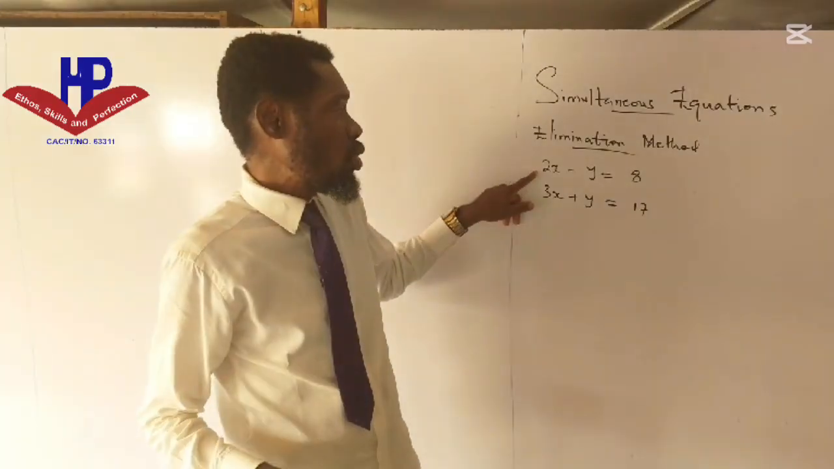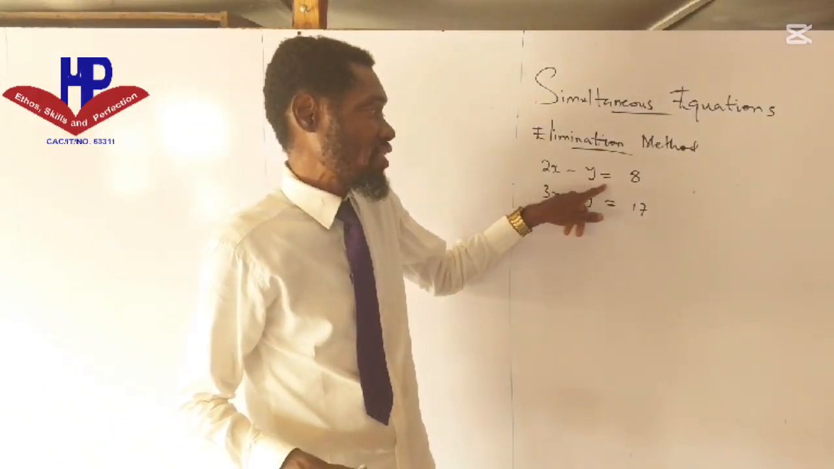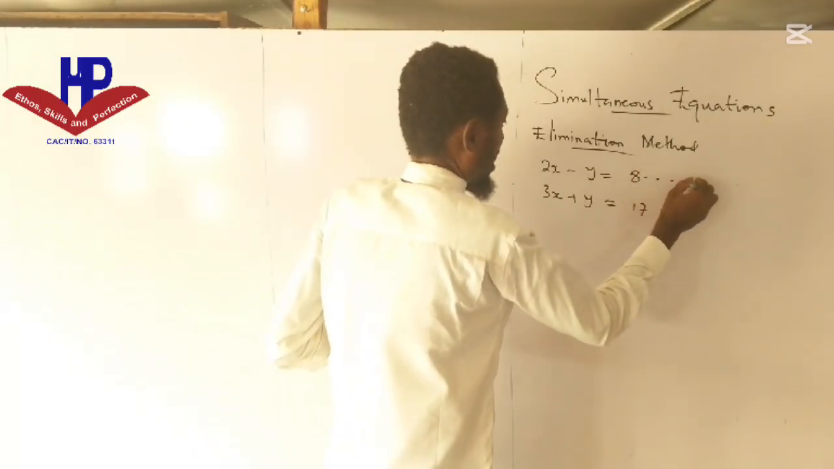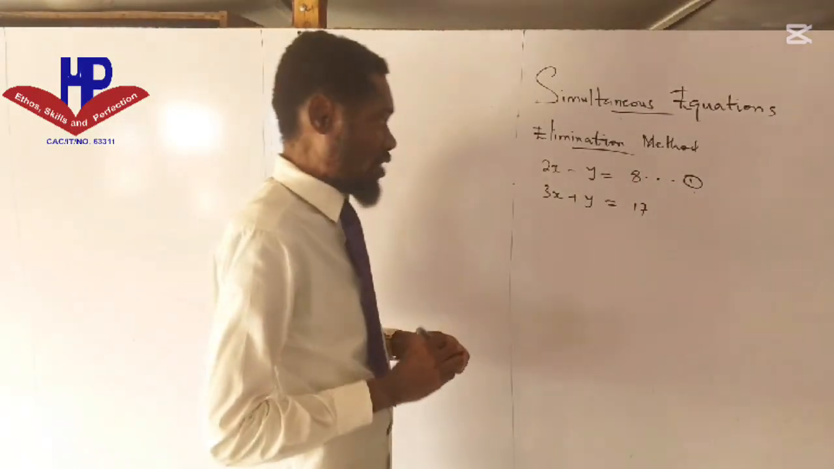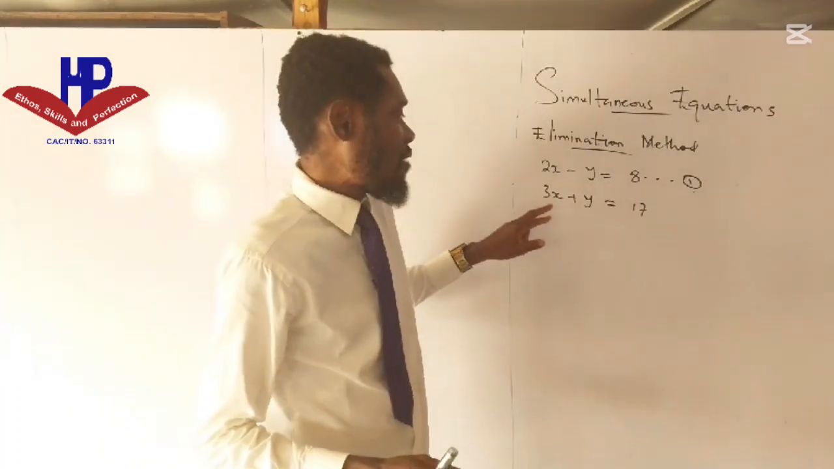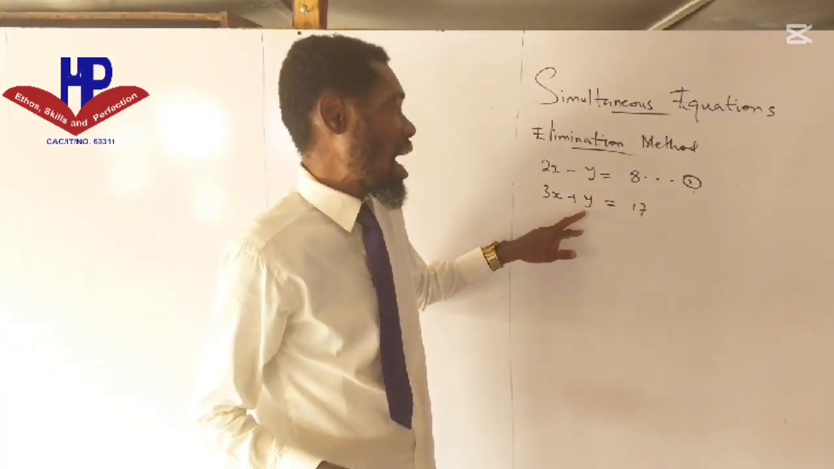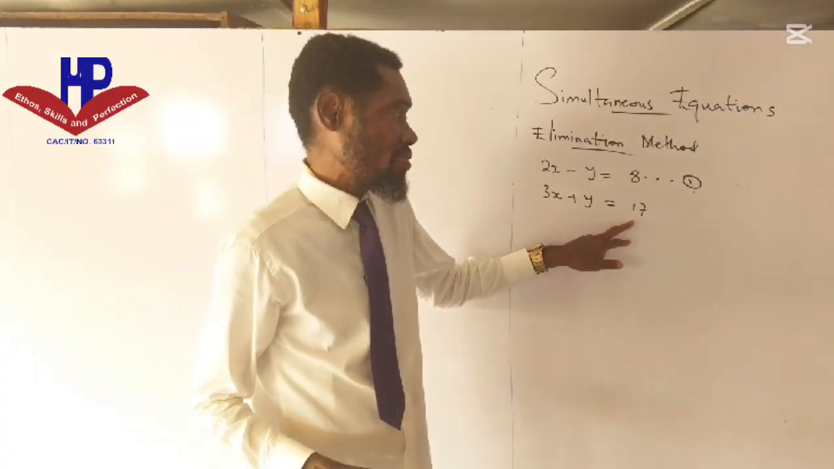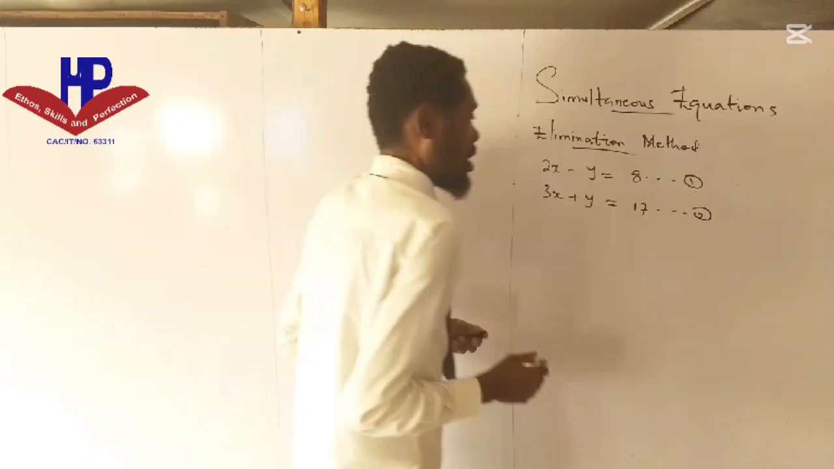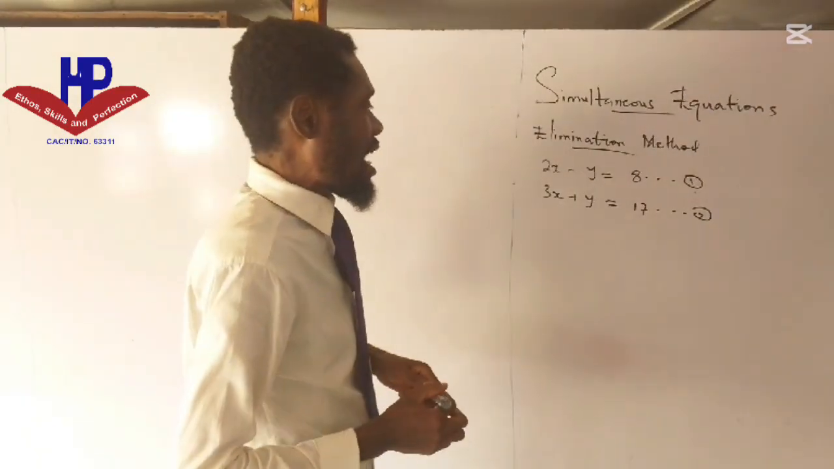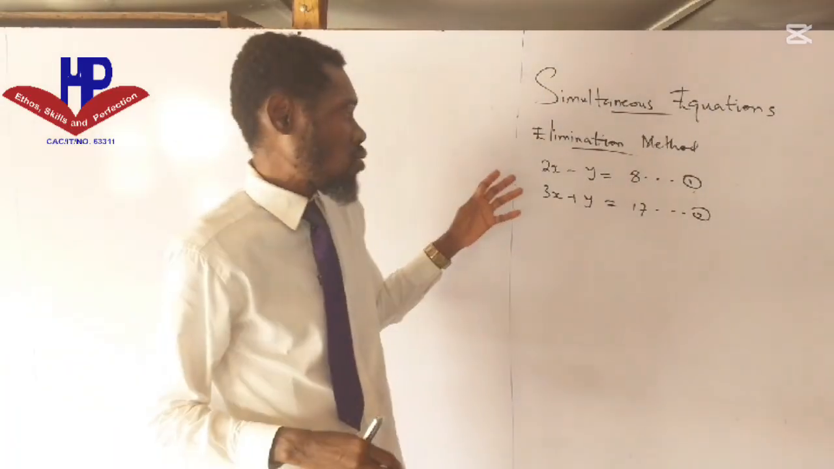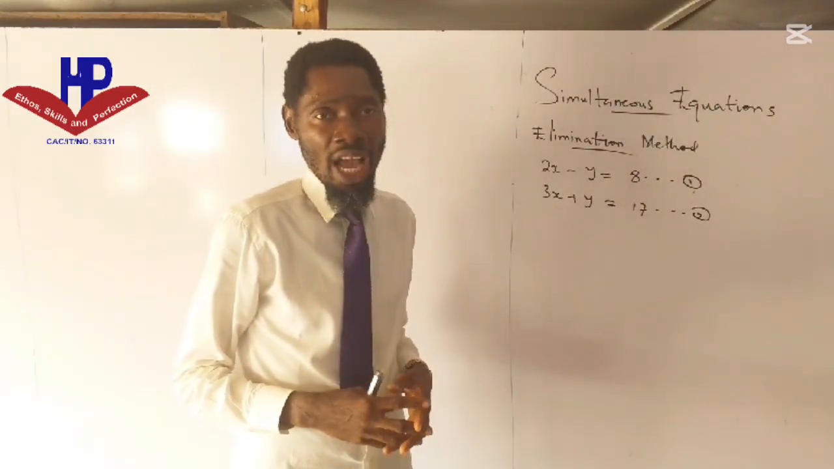Here we have 2x minus y is equal to 8. I will call that equation 1. You should be able to identify your equations respectively. And here we have 3x plus y is equal to 17. That I will call equation 2. I would have loved to eliminate y quickly without wasting time, but I won't do that. Let's start with the one that has bigger coefficients.